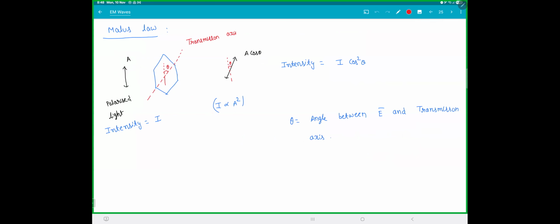Clear with this? क्या हो गया बिहान? Malus law रे.